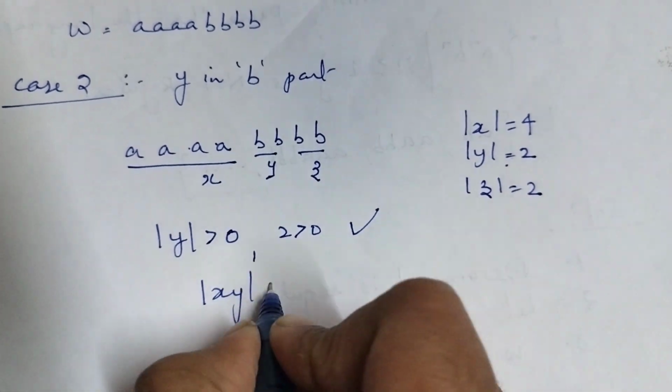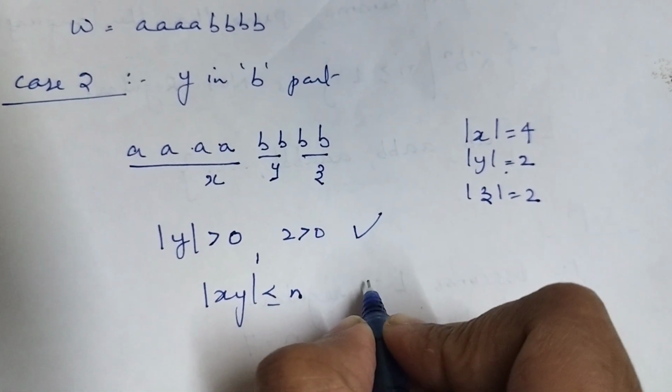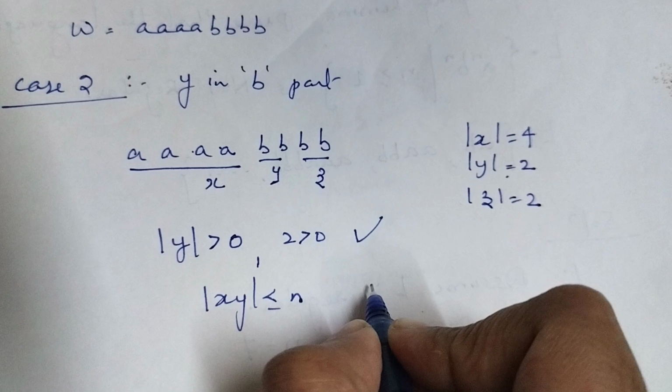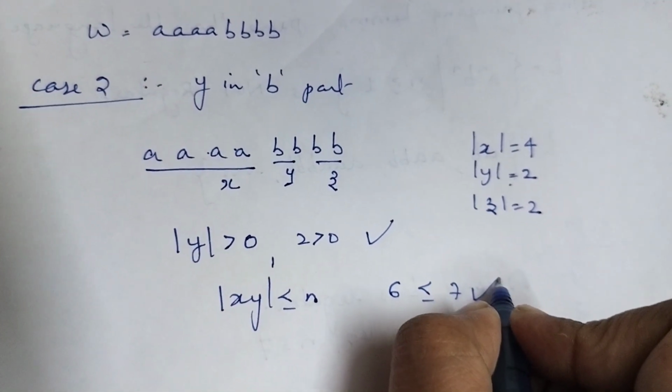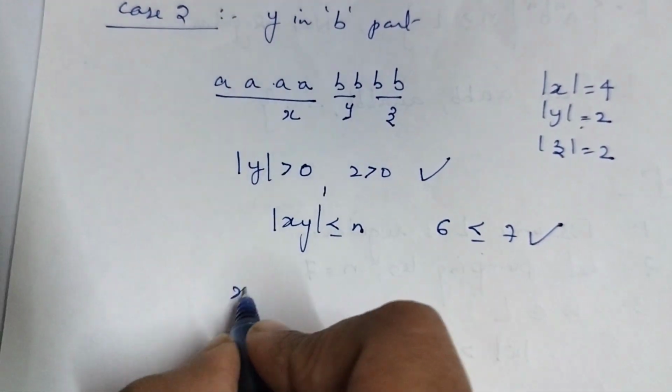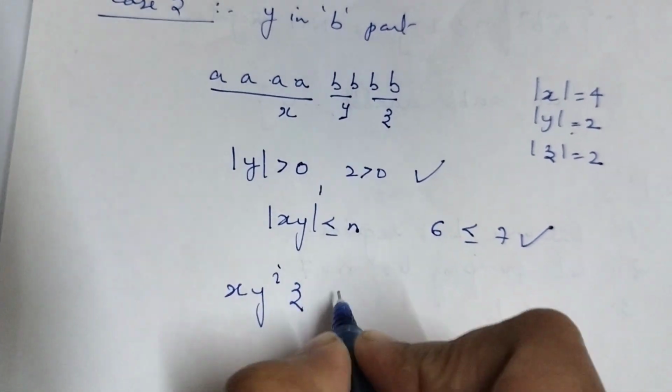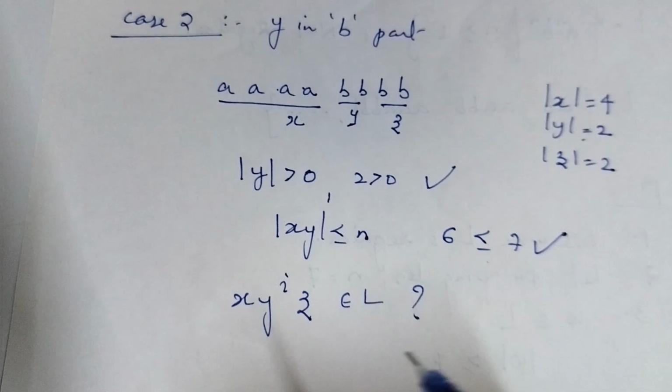Length of xy should be less than or equal to n. Length of x is 4, length of y equals 2, 4 plus 2, 6 is less than or equal to 7. This is also true. Now we need to check whether x y power i z belongs to L or not.